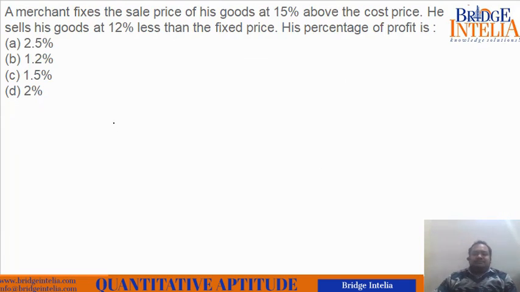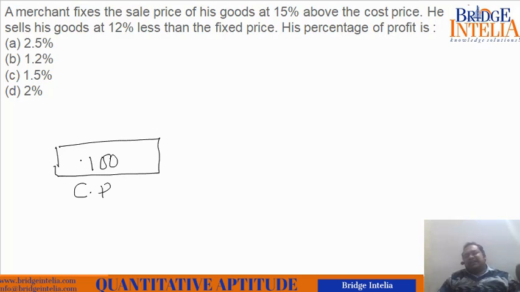Let's move to next one. A merchant fixes the sale price of his goods at 15% above the cost price. He sells his goods at 12% less than the fixed price. His percentage of profit is equal to what? Please understand what is going on. The merchant fixes the sale price of his goods at 15% above the cost price. So let the cost price be equal to 100. Always choose a number such that if you have to calculate its percentage, it becomes easy.